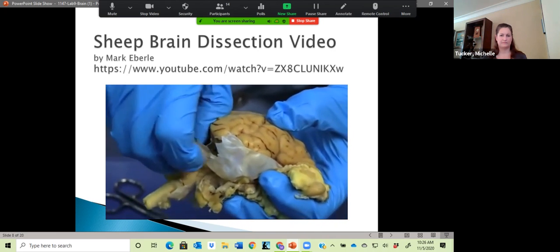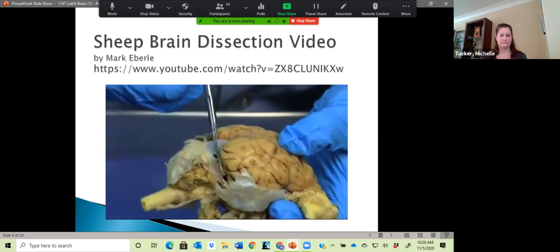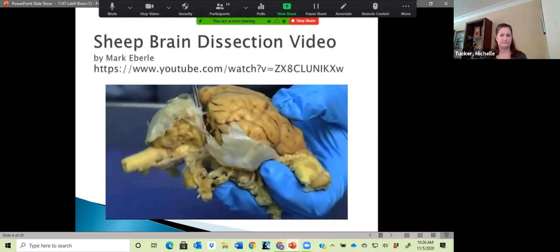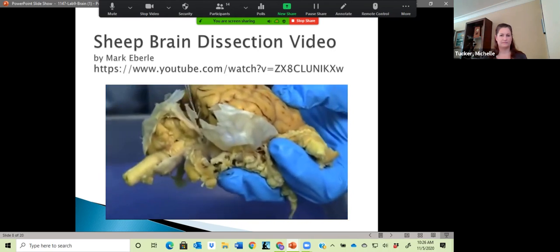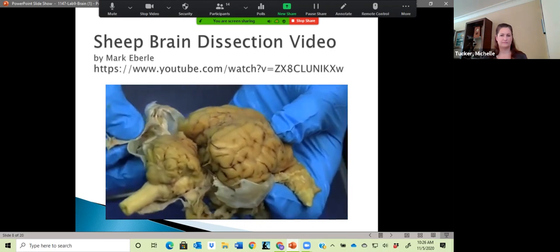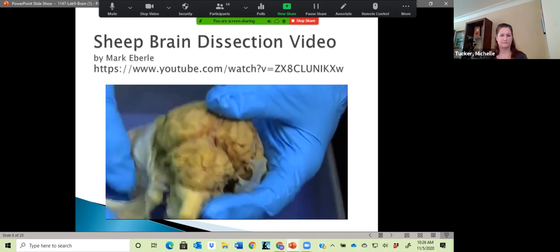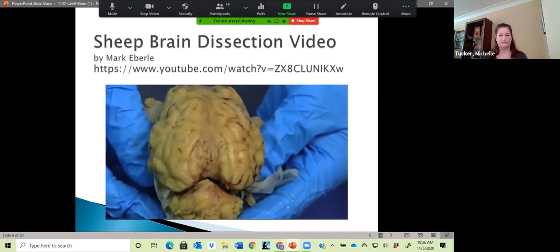And, oops, I didn't cut quite enough. I think I got it. Almost. There. So I can pull that dura off and expose the cerebellum, the back half. So you see how we're getting the top of the brain uncovered.